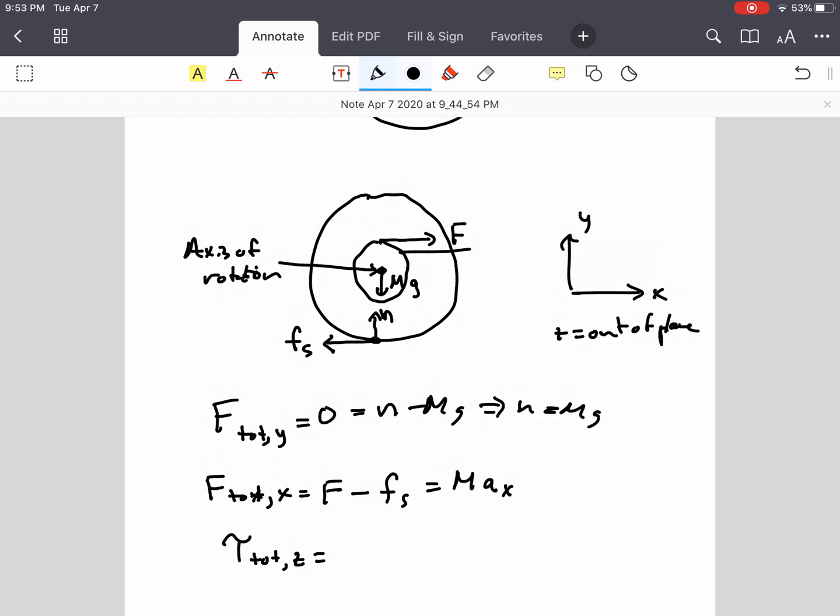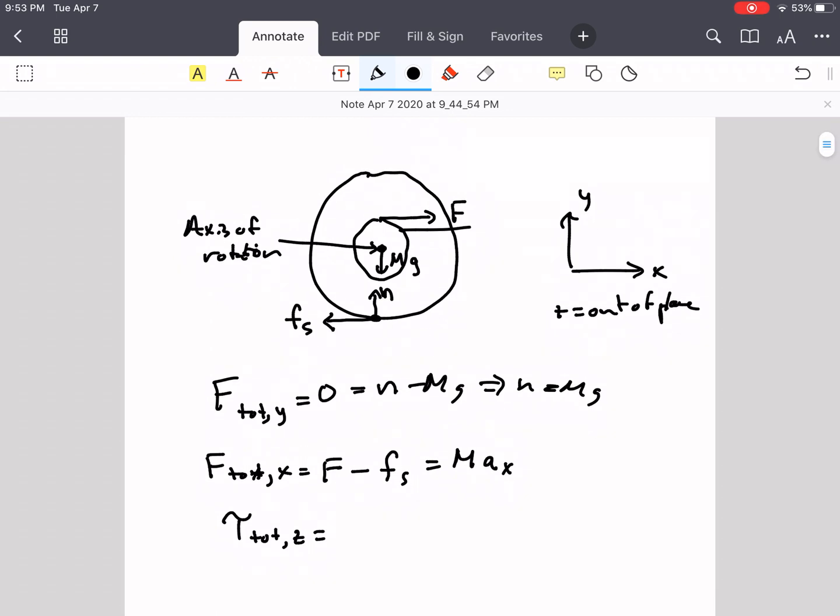All right, so gravity does not cause a torque, because it acts at r equals 0. It acts right at the axis of rotation. The normal force does not, because it's parallel to the radius vector, so it doesn't cause any torque. This force that we pull on is going to cause a torque, and static friction is also going to cause a torque.